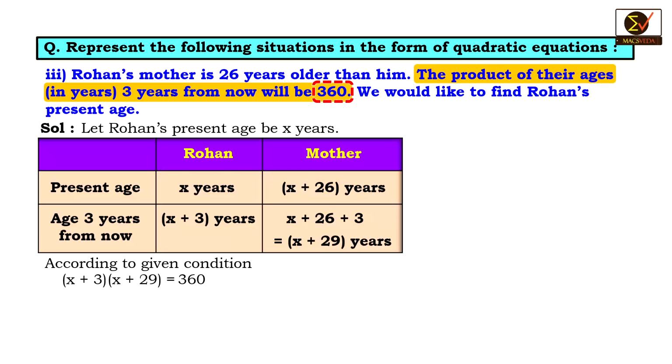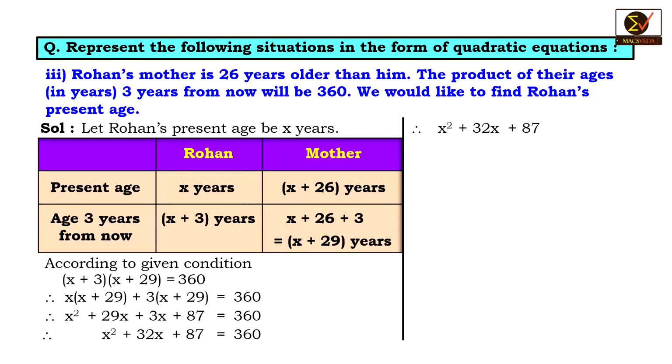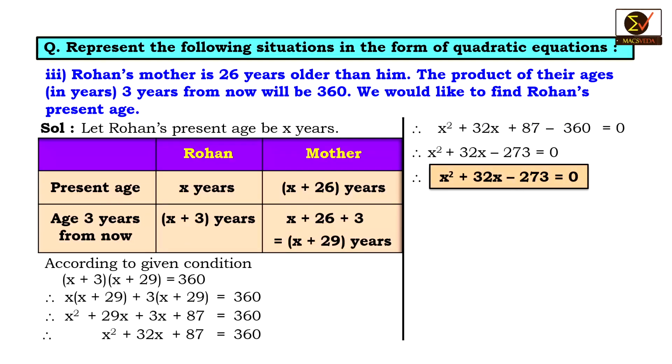So let us simplify it to get the required quadratic equation. So you can expand x into x plus 29 plus 3 into x plus 29 is equal to 360. x square plus 29x plus 3x plus 29 into 3 is 87, which is equal to 360. So when you simplify, you get x square plus 32x plus 87 is equal to 360. You can send that 360 to the left side. We get x square plus 32x plus 87 minus 360 is equal to 0. Upon simplification, you get x square plus 32x minus 273 is equal to 0. So that is the quadratic equation for the given situation.